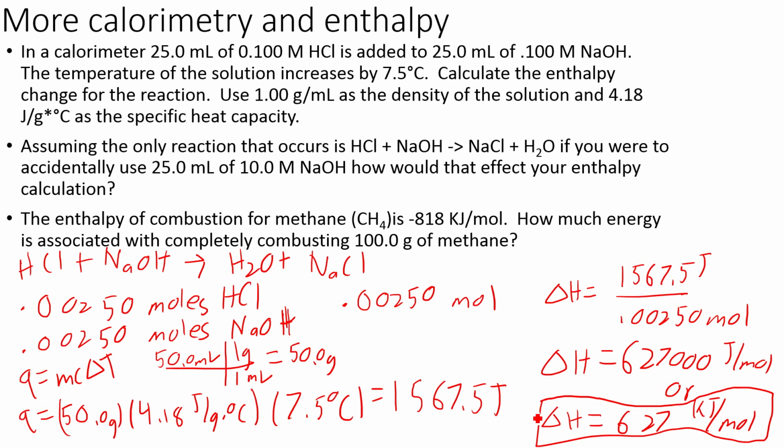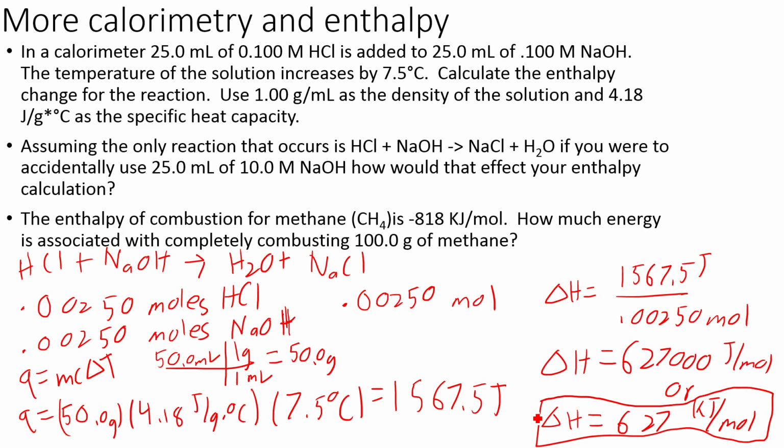Now, I'm going to leave the work up because the second question is related. So we ask, assuming that the only reaction that occurs is this HCl plus NaOH goes to NaCl plus water, if you were to accidentally use 25 milliliters of 10 molar sodium hydroxide, how would that affect your enthalpy calculation? Well, in this case, it's not going to do anything at all.